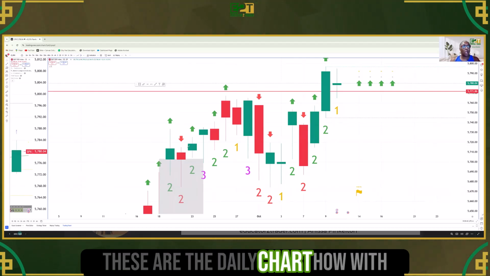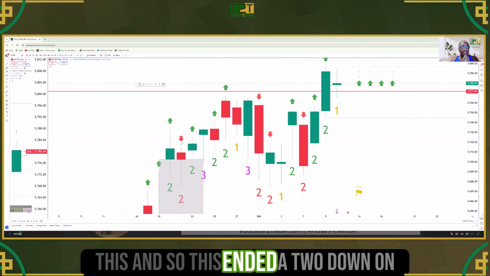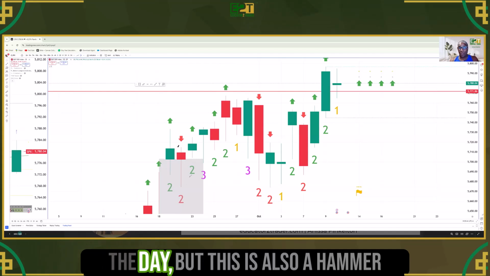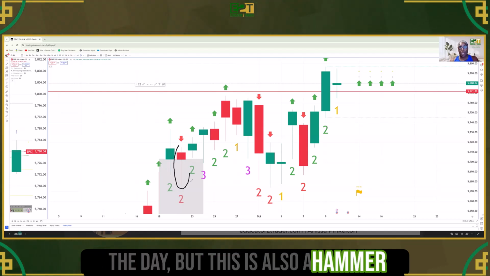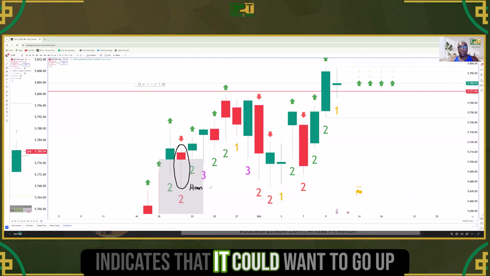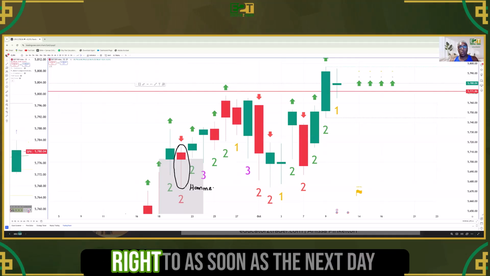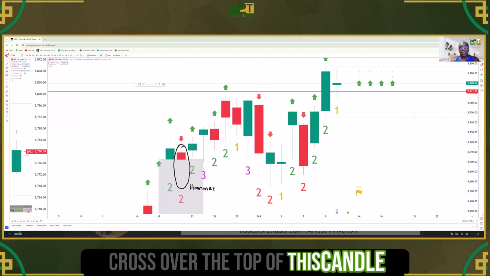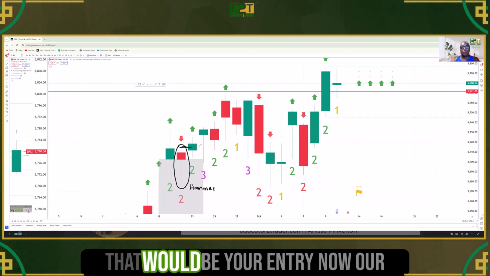So these are the daily chart. How would this end? So this ended a 2 down on the day, but this is also a hammer. This is a hammer candle, which indicates that it could want to go up, right? 2. As soon as the next day crossed over the top of this candle, that would be your entry.